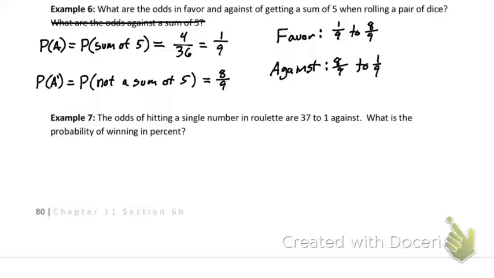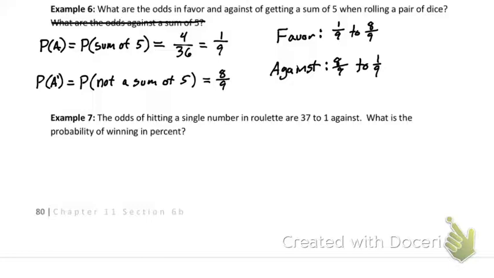In other places you'll see that "to" being replaced by colons. I'm not going to do this in class, but you'll see online or something like that, it'll have colons in place of that "to". We're just going to stick with "to" to not confuse people because this is just a small section. All right, that's odds in favor and odds against.